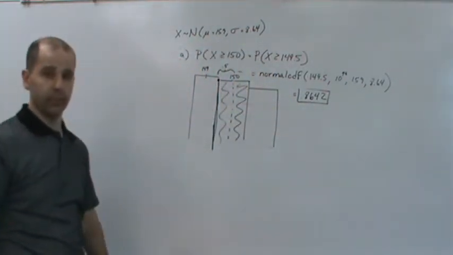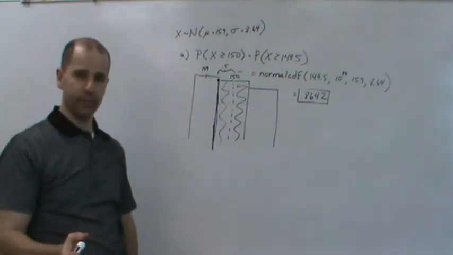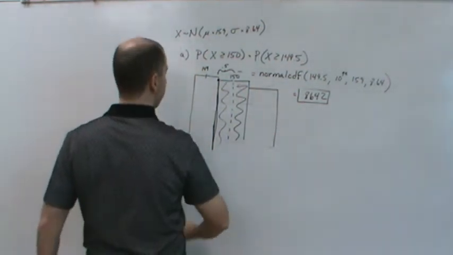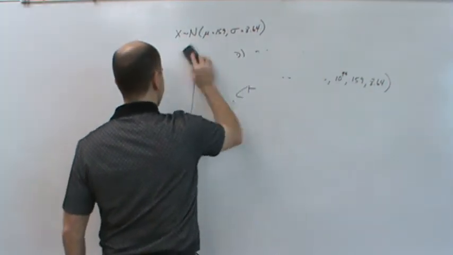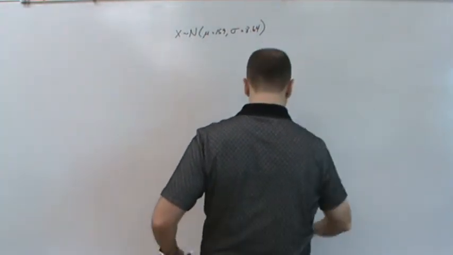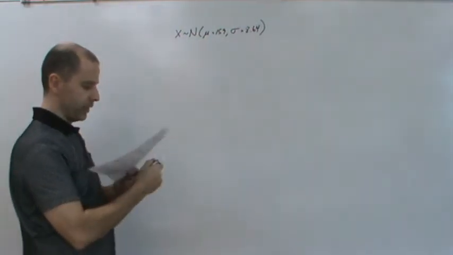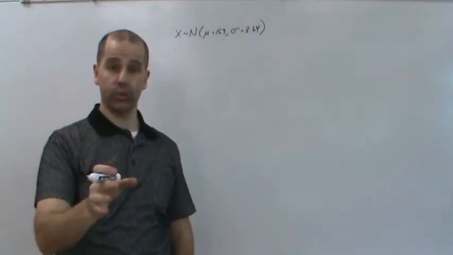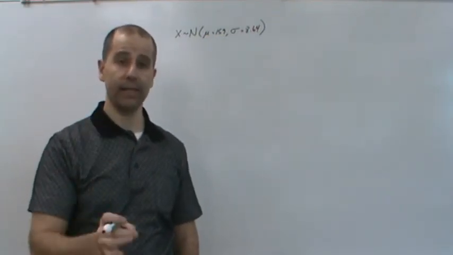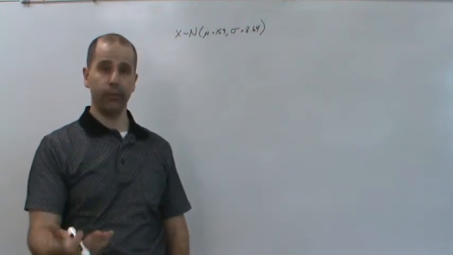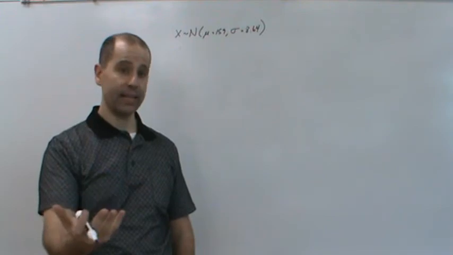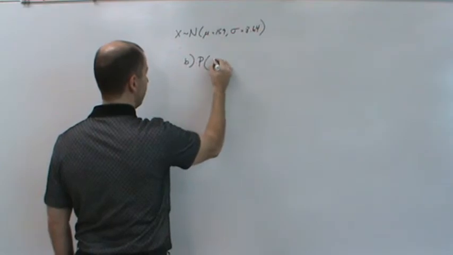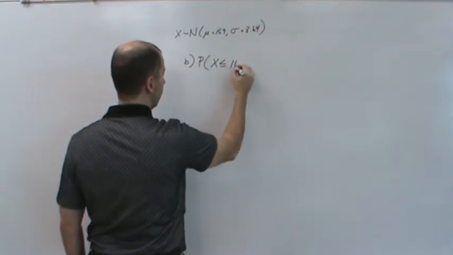And that's our answer. Okay? I hope that makes sense. Okay? So now, let's do the next one. Part B says, I want the probability of being less than or equal to 160. So what's the probability that at most 160 people will be in favor of a charter school? So that's going to be less than or equal to 160. So now B says, hey, I want the probability that X is less than or equal to 160.